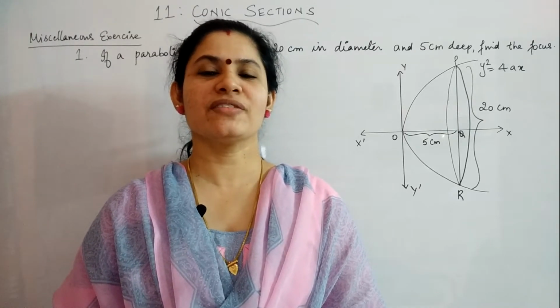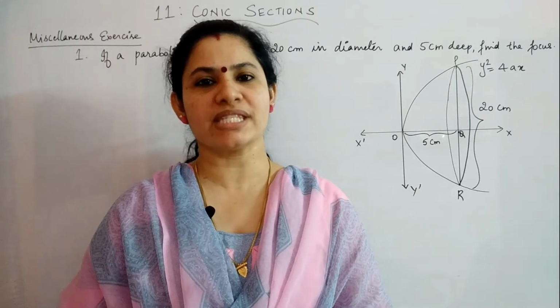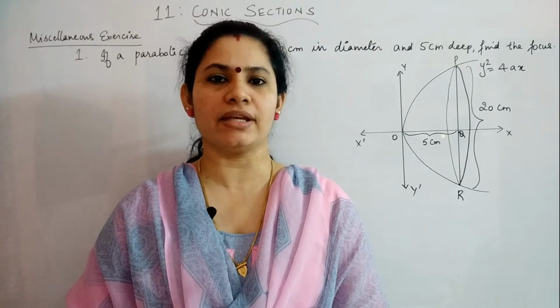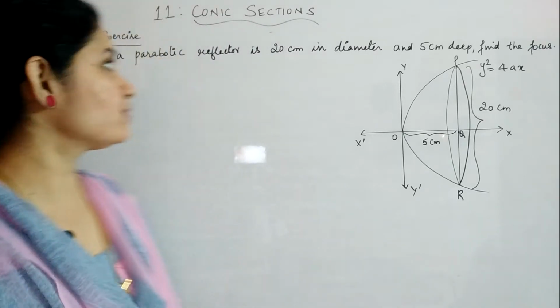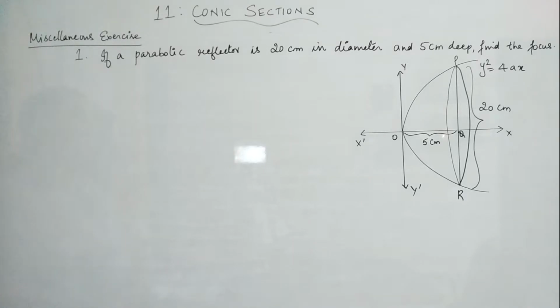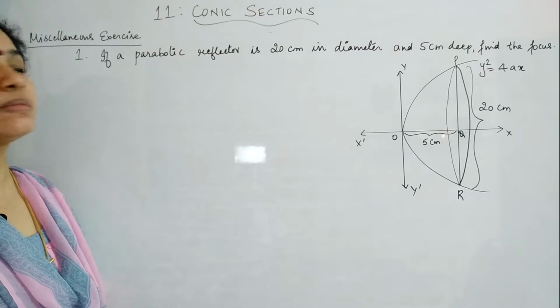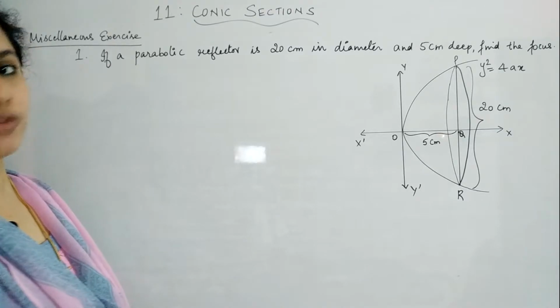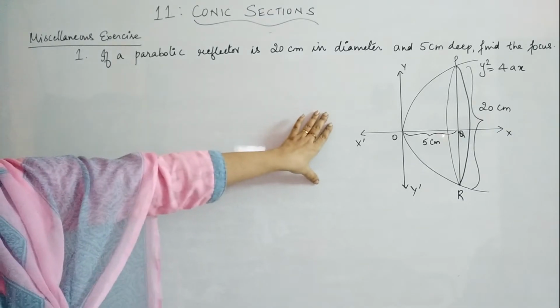Hello everyone, today we will be discussing the problems of miscellaneous exercise of chapter number 11, conic sections. Okay, so the first question is, if a parabolic reflector is 20 centimeter in diameter and 5 centimeter deep, find the focus. So I've drawn a rough figure here.